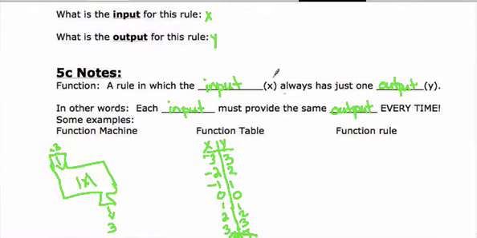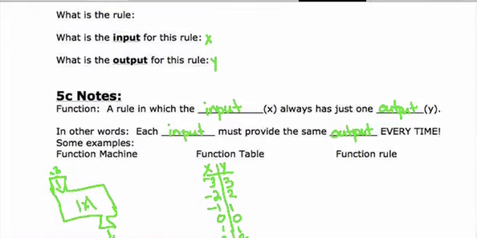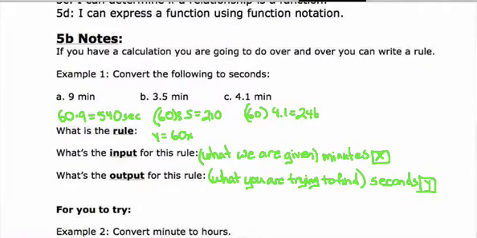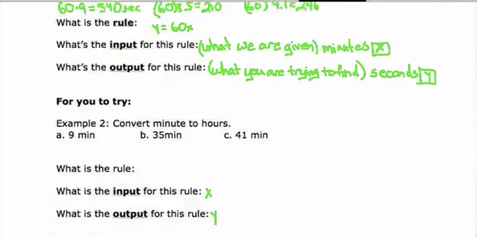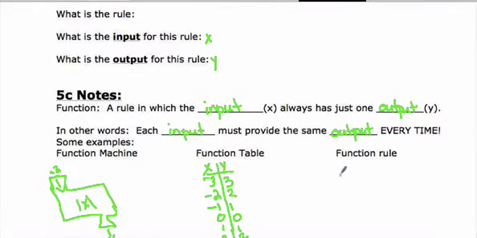Okay, and then a function rule is kind of like what we were just looking at before when we made it from a word problem here. It's just an equation. So a function rule could be y equals the absolute value of x. Okay, these are all the same function.